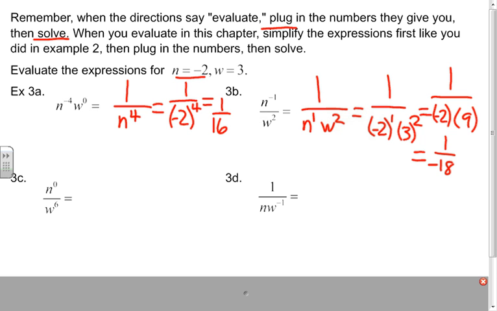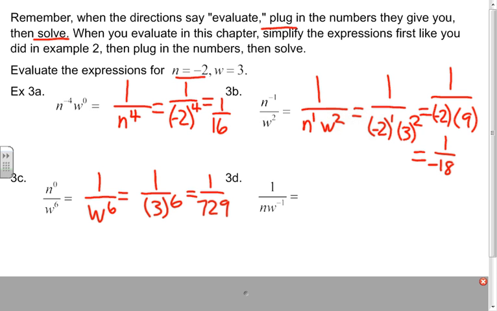N to the 0 in 3c turns into a 1. Stays on top. W to the 6th. W to the 6th is a positive exponent, so it stays where it is. Stays on the bottom. That's all I can simplify, so now I have to plug in my numbers. W is 3. Grab my calculator. 3 to the 6th power is 729. So my answer is 1 over 729.